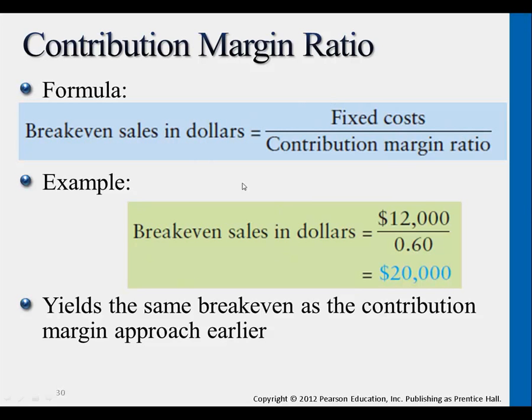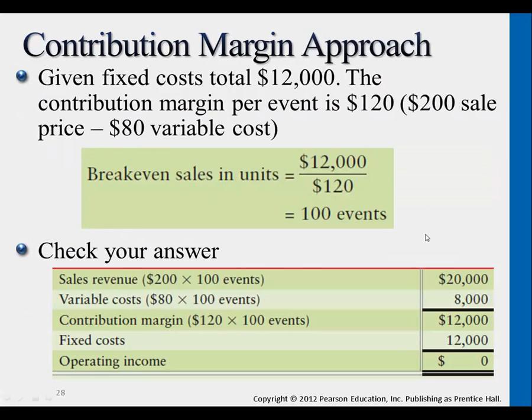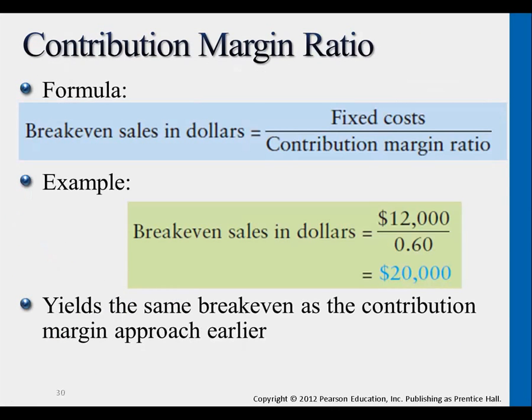We have this example, right? We're at $12,000. Do you remember it was just right here? So my fixed cost is $12,000. Still same thing. So what is it saying? My contribution margin ratio is 60 cents. What do you think does it mean?